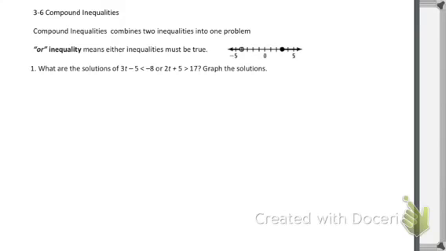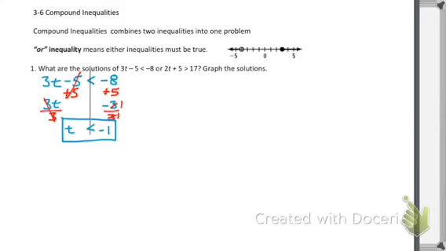So what are the solutions of 3t minus 5 less than negative 8, or 2t plus 5 is greater than 17, and graph the solution? The first thing we do is take 3t minus 5 is less than negative 8 and solve it algebraically. Add 5 to both sides, then divide both sides by 3, and this will give us t is less than negative 1.